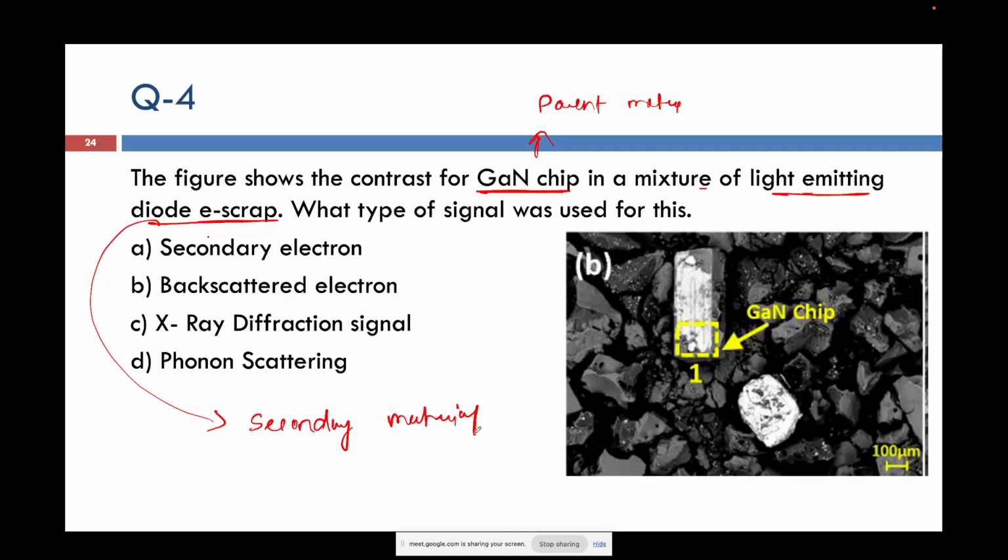Can any one of you answer? Backscatter. Yes, so it's an easy one. If we want to see any phase contrast in scanning electron microscopy mode, then the BSE detector will give you that. And this phonon, what is phonon? Phonon is a lattice vibration.